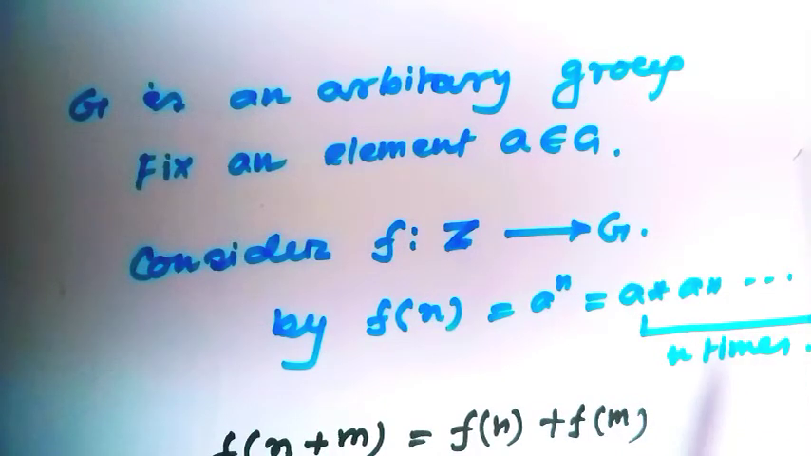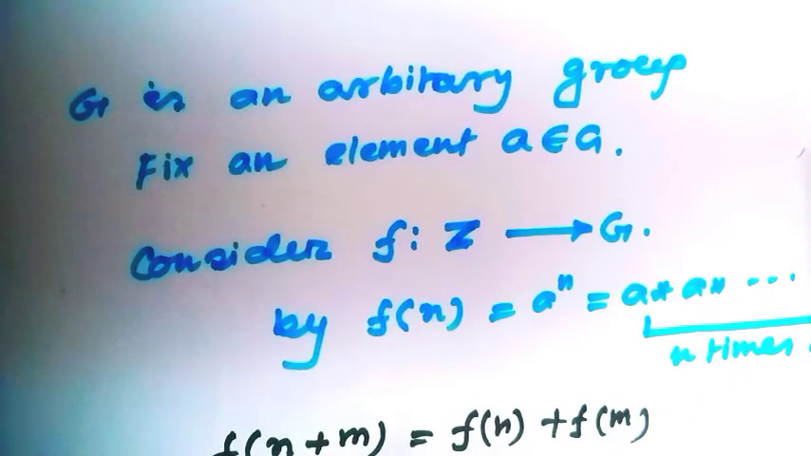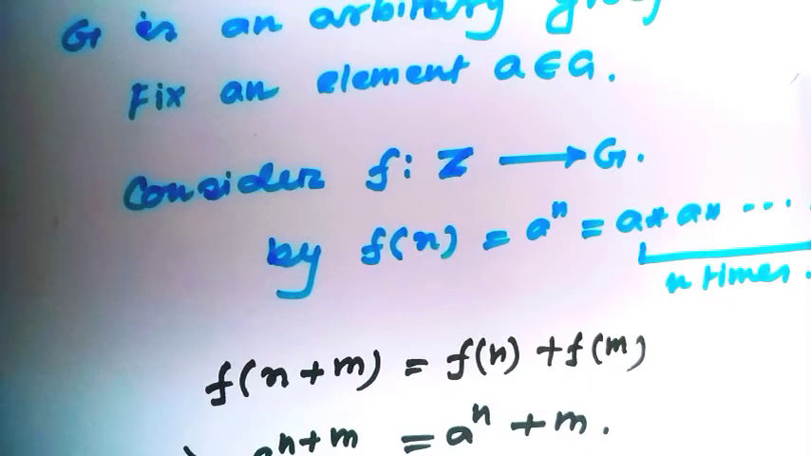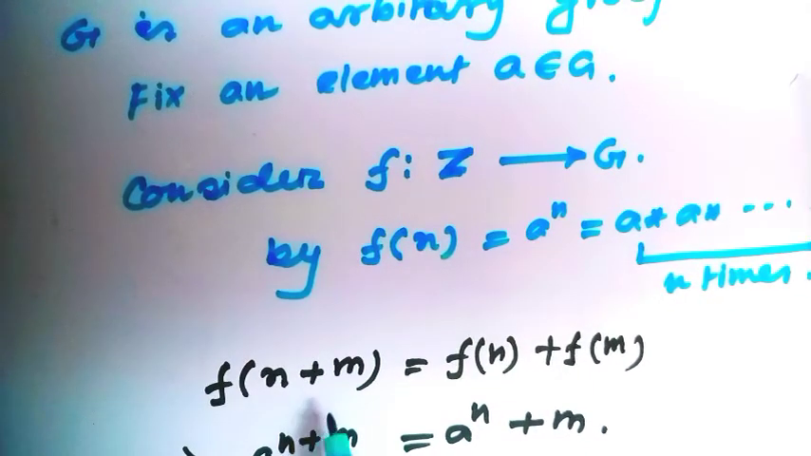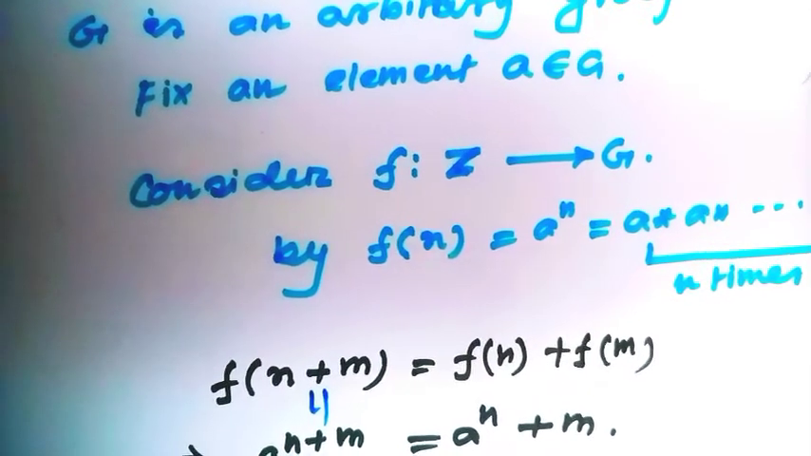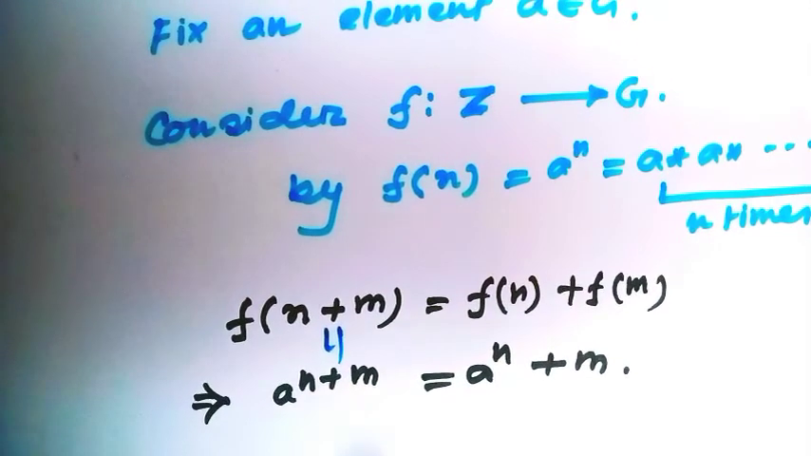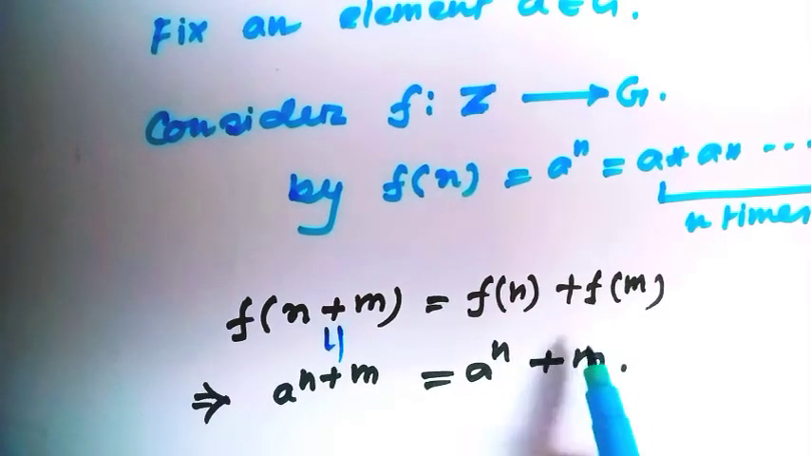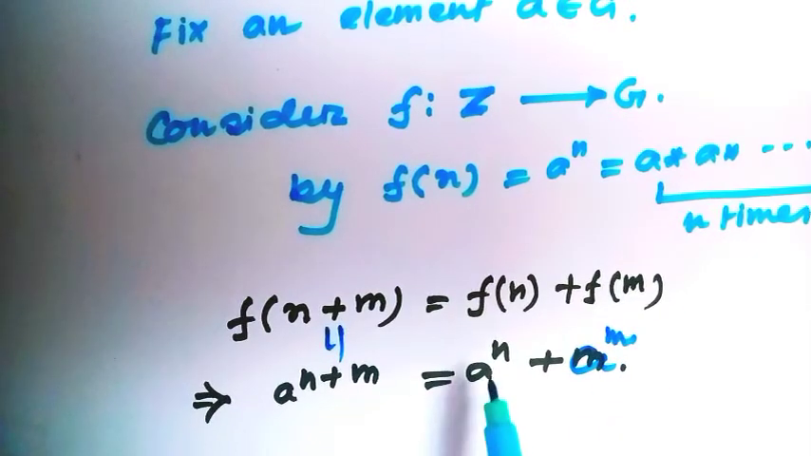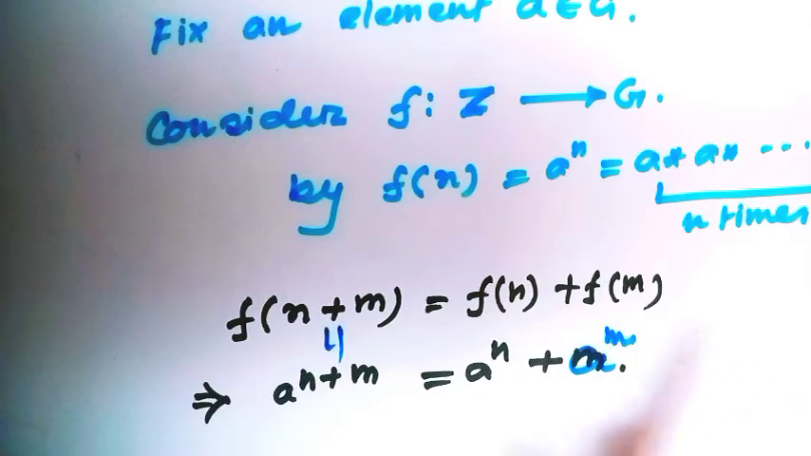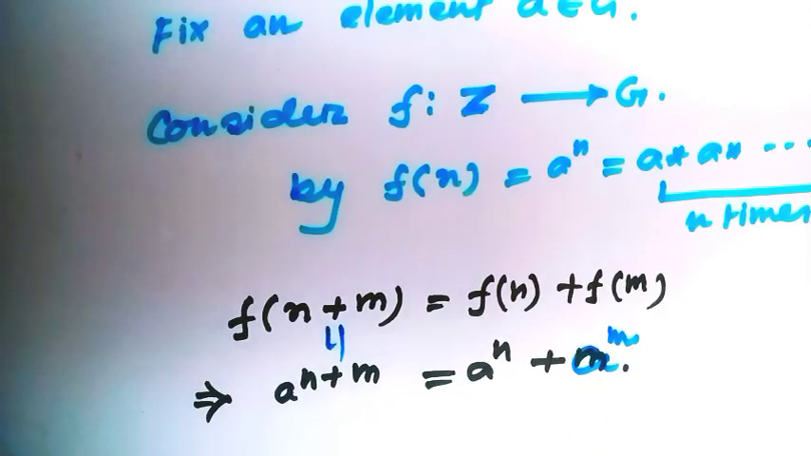Is it a group homomorphism? We have to prove f of n plus m equals f of n plus f of m. What would be f of n plus m? This is equal to a to the power n plus m. And by the power law, it is always equal to a to the power n times a to the power m, which is equal to f of n times f of m. Okay, so our proof is done. This is an example of homomorphism.